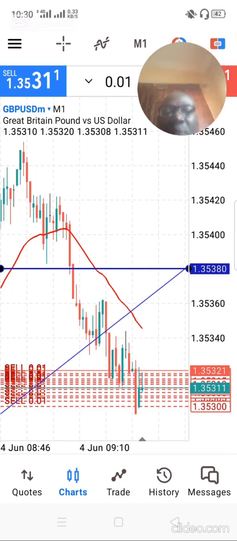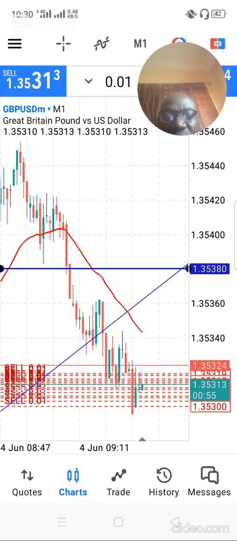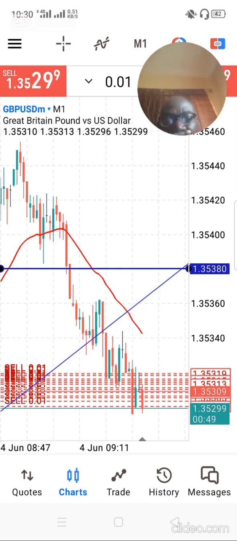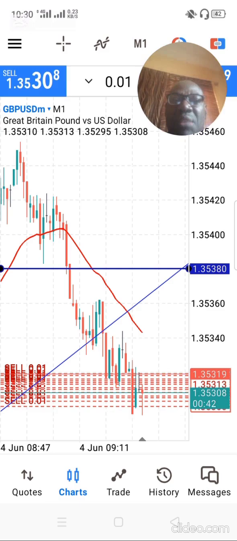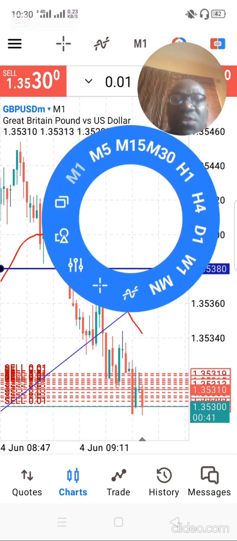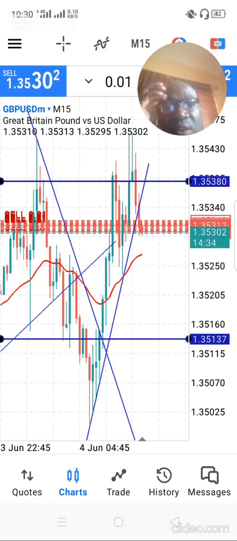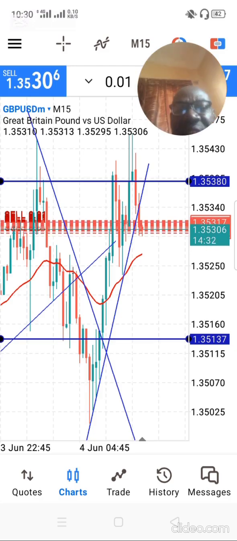Why I am on this smaller time frame is for me to see my entry point. You can see this blue line that is here now, they call them trend lines. On 1 minute, it has already gone through. My 15 minutes confirmation that I use, the price has already gone through it.